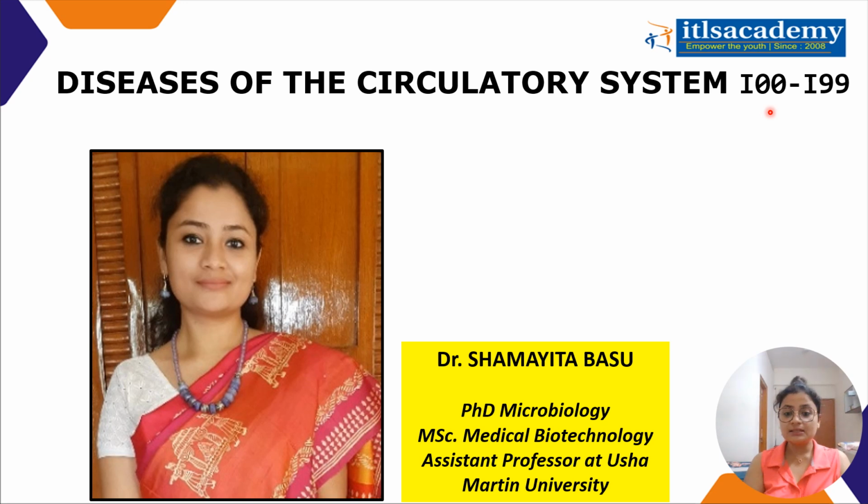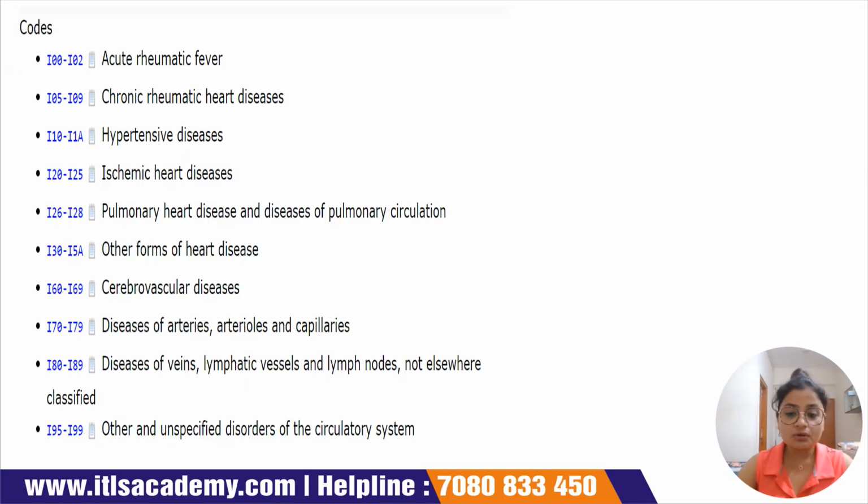So as we can see, the codes are running from I00 to I99 and it refers to diseases of the circulatory system. Okay, so let's first see what are the different subcodes that we have under diseases of circulatory system. So it starts right from acute rheumatic fever I00 to I02. Then we have I05 to I09, chronic rheumatic heart disease.